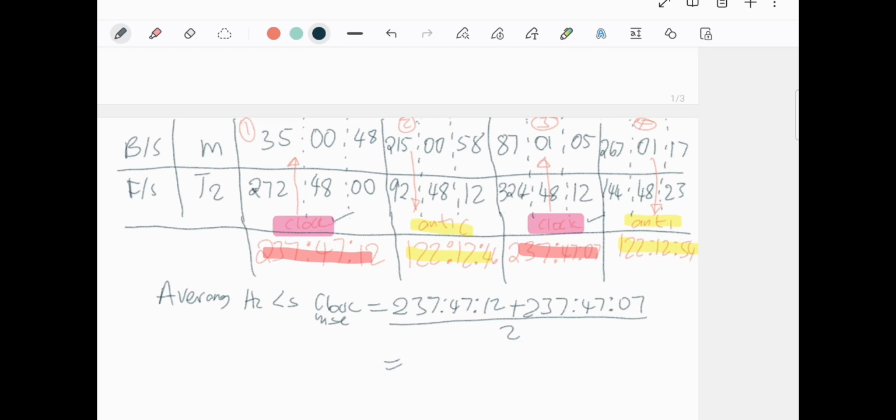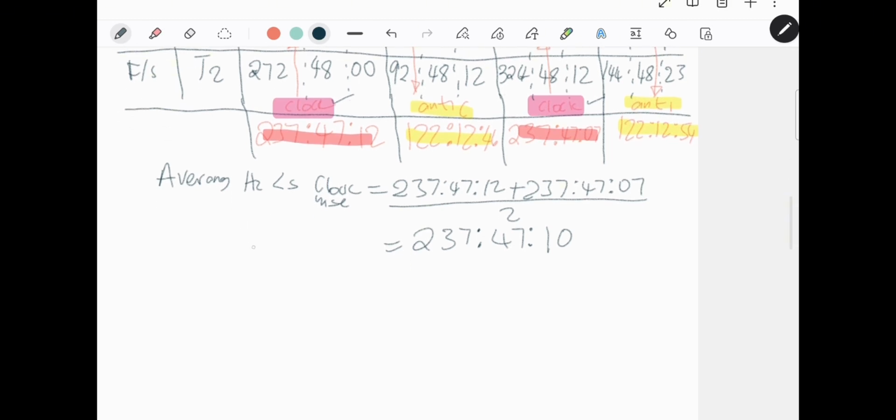So we are getting 237, 47, and 9.5. Remember, I said not decimals, so 9.5 is the same thing as 10. So 10. So that's our reduced horizontal clockwise angle. Let me just write clockwise here so that you can see.